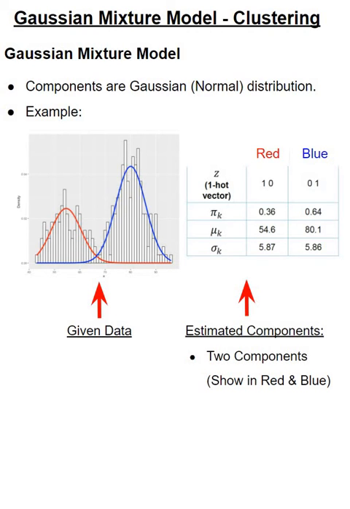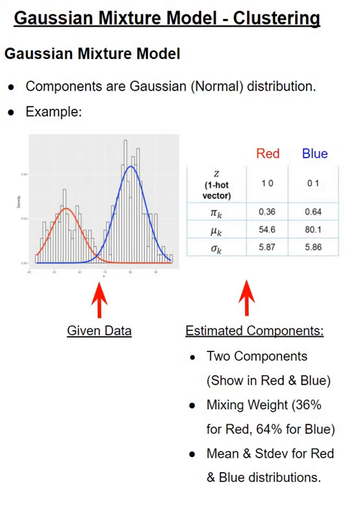So we have two components, red and blue. We have the mixing weight, which is 36% for the red distribution and 64% for the blue distribution. We have also found the mean and standard deviation for both red and blue distributions. Now the tool that does this approximation is what we are actually going to be studying today using Gaussian mixture models.